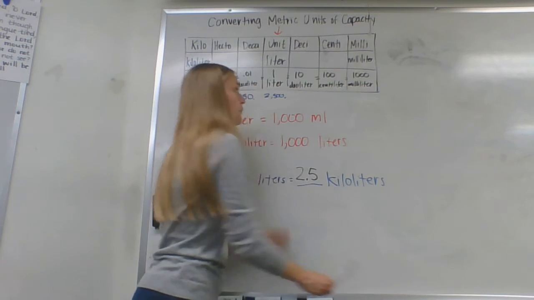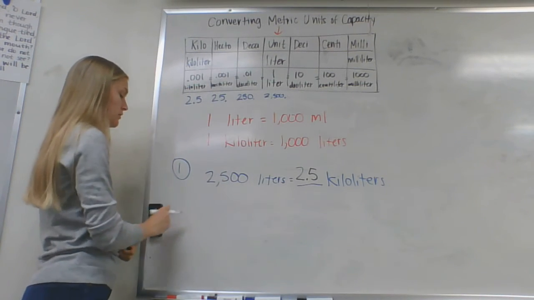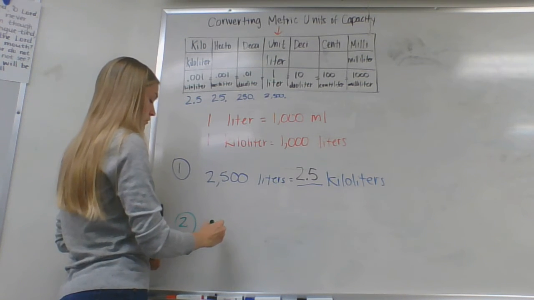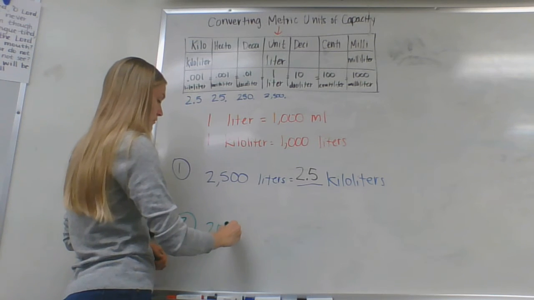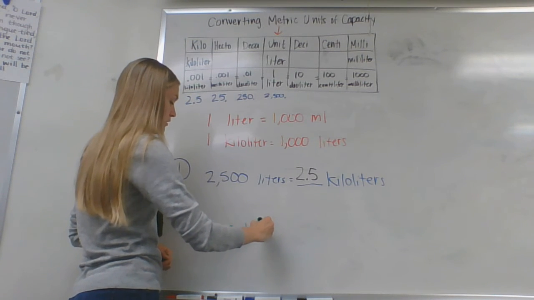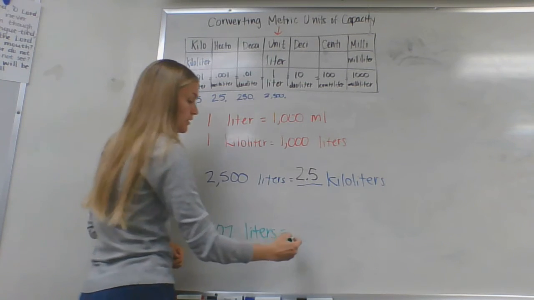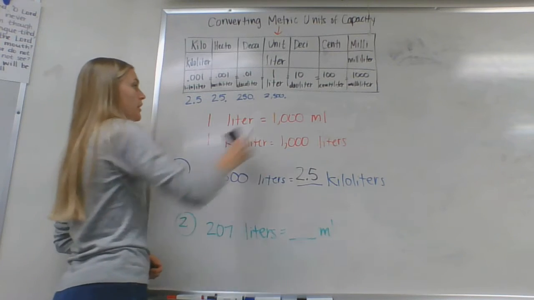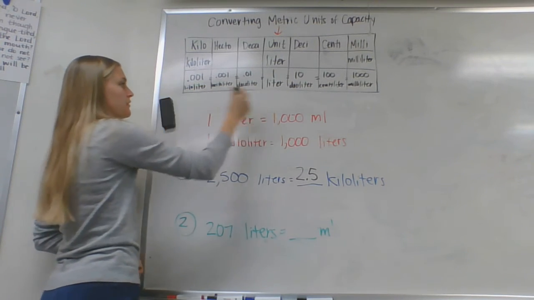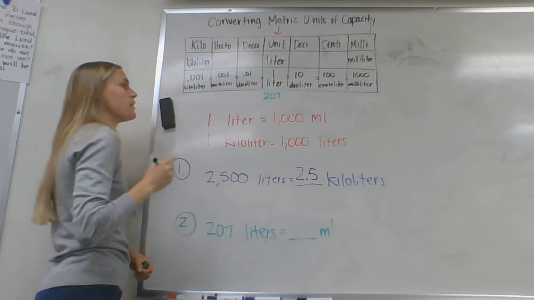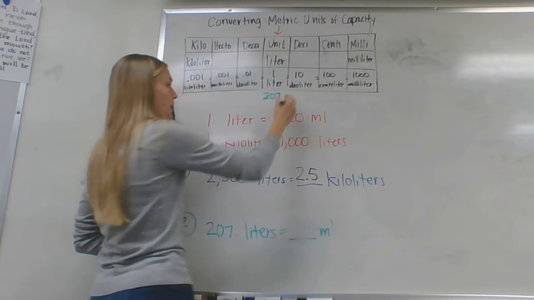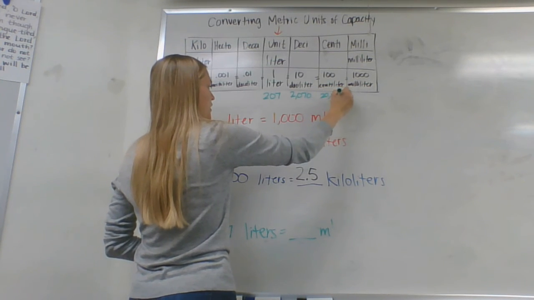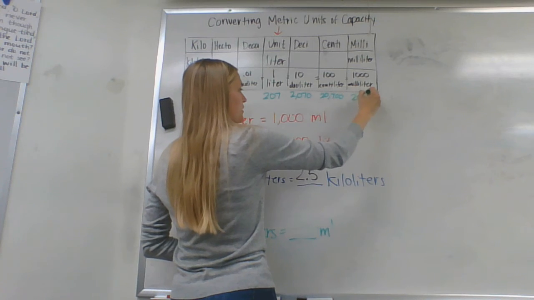Right, we'll do one more example. If we go the other direction, say we have 207 liters. And we want to know how many milliliters that is. We're starting here again in the middle with 207. Every time we move to the right, we're going to multiply by 10. So that makes this 2,070, 20,700, and then finally 207,000.